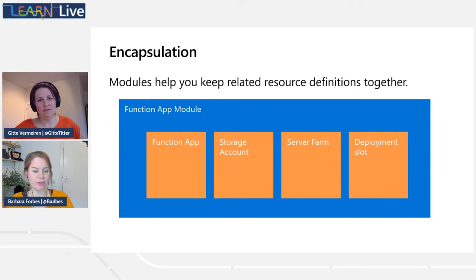And this is one that really needs it, but also you could have something that always is the same for your specific application, for example, a web app and a Cosmos database. Maybe you always need one for the application that you use. You can combine them both in one module and make it all a little bit more simple for your company.